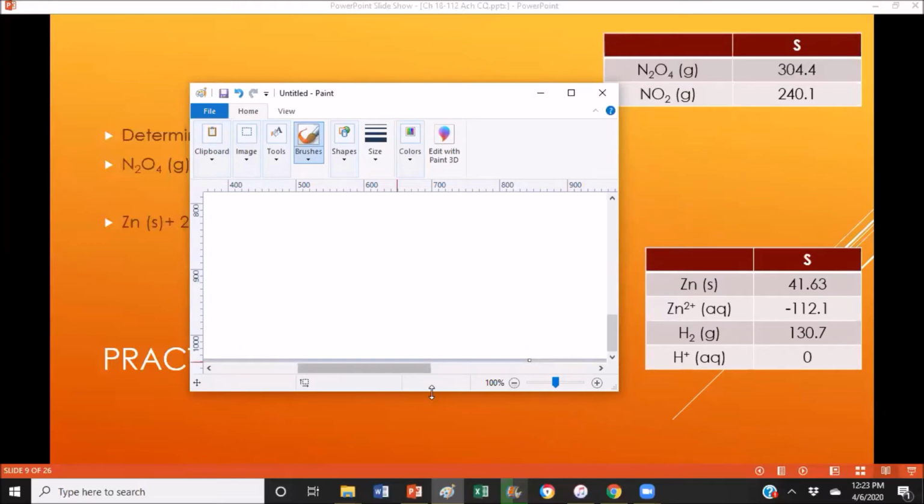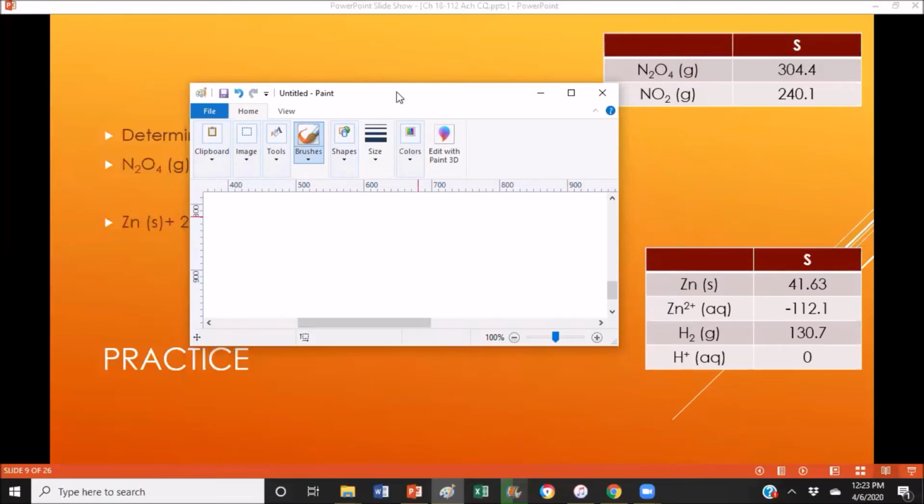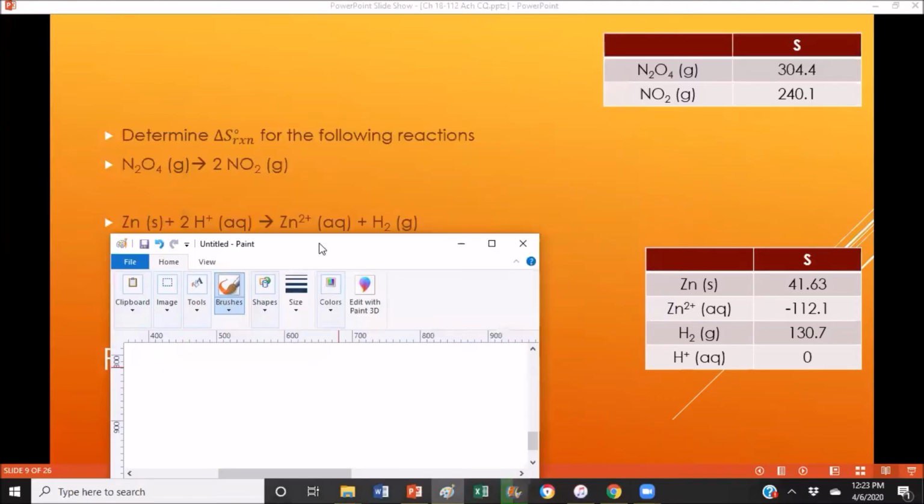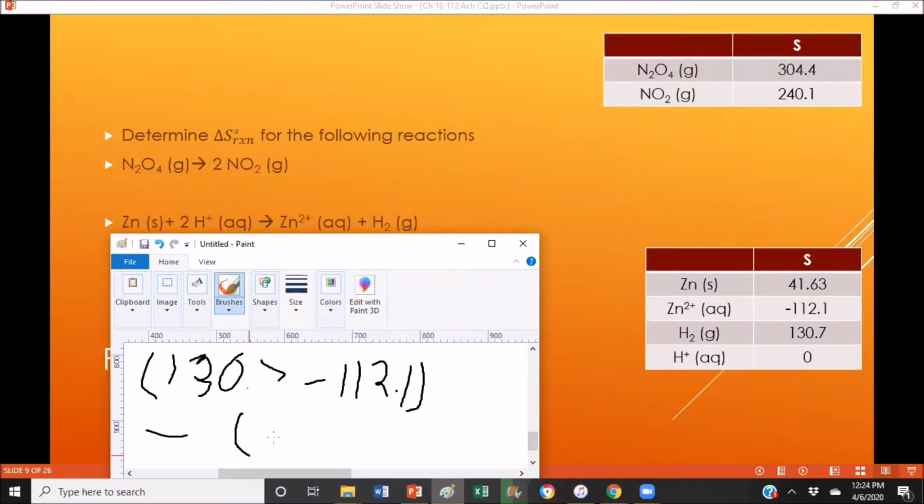Now this one's a little bit harder and a little bit weirder, and we have to deal with this as it is. Products. We have 130.7 for hydrogen and negative 112.1, minus zinc, which is 41.63, and hydrogen, which is 0.